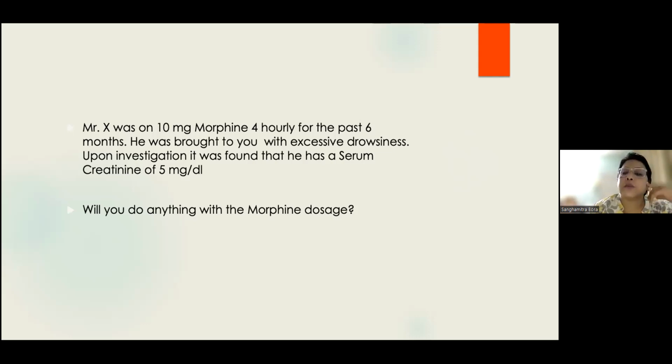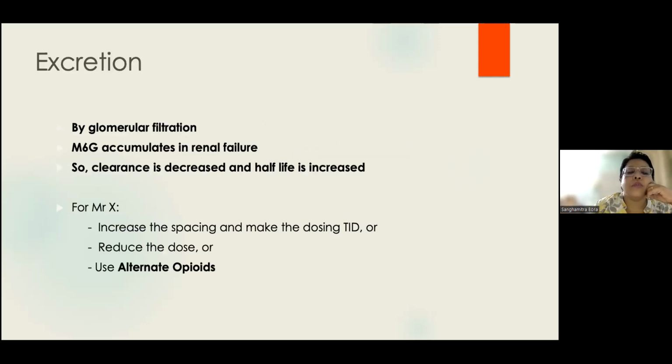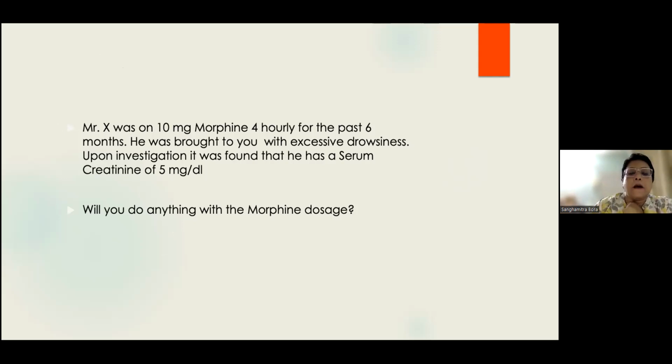Can I have some responses? We have to either reduce the dose or change to something which is a renal friendly opioid, if available. Right. So we have to understand the excretion of morphine at this point of time, because his creatinine is 5.